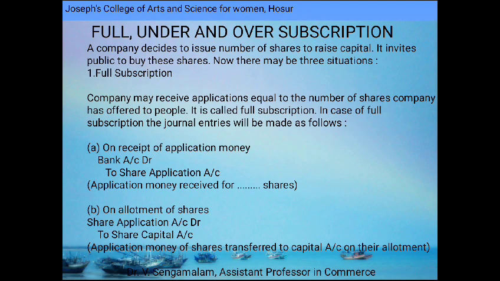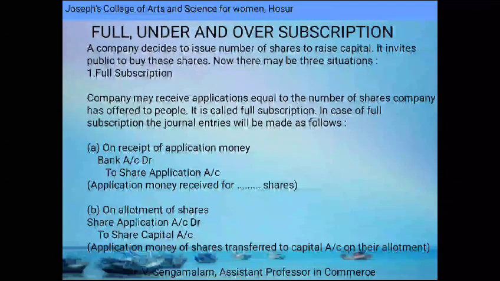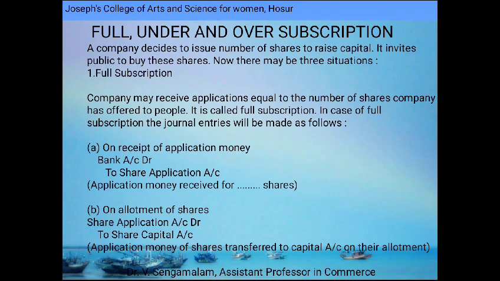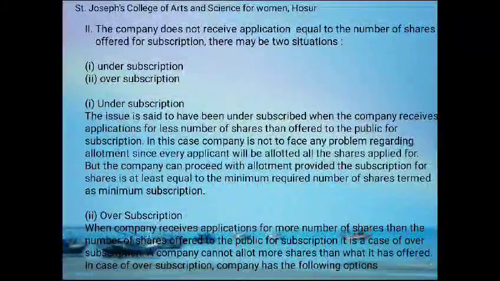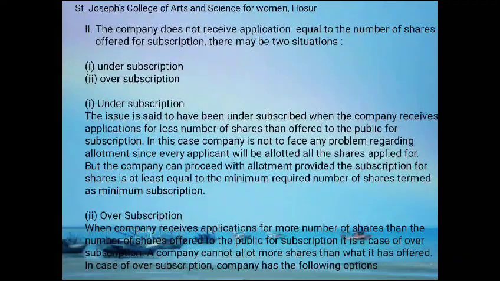Let us see about full subscription, under subscription and over subscription. Full subscription: a company may receive application amount equal to the number of shares offered. For example, if the company is issuing 1 lakh equity shares and the public applies for 1 lakh equity shares, it is called full subscription. Under subscription means the public applies for fewer shares than the company is issuing. For example, if the company is willing to issue 1 lakh shares but the public offers only 90,000 shares, the condition is called under subscription.